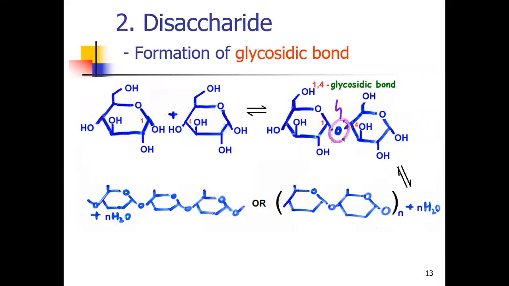Now I'm going to show how we join 2 glucose molecules together to form a disaccharide. And from disaccharide, we join more glucose subunits to form a long chain, which we call polysaccharide. So monosaccharide plus monosaccharide becomes disaccharide. You add some more monosaccharide to disaccharide, you form the polysaccharide. The example we're going to look at here is alpha glucose plus alpha glucose.